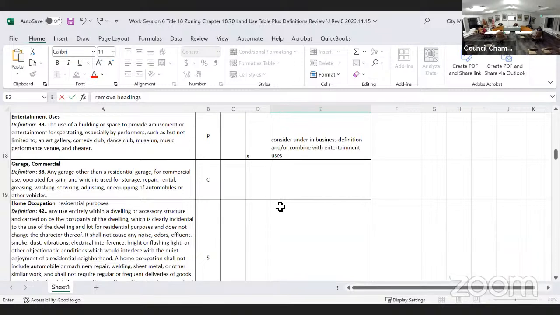And I had a question about the commercial garage. How is it very different from automotive repair, service and sales? I think the only difference would be the selling of the vehicle, but you're still repairing and servicing.